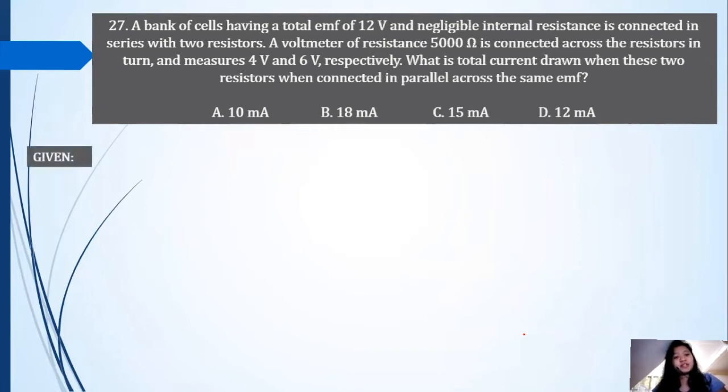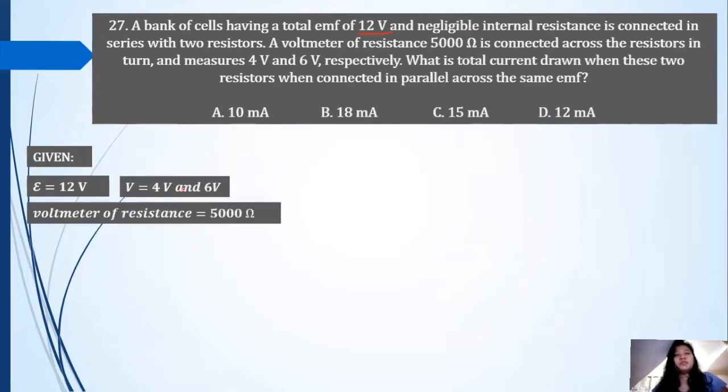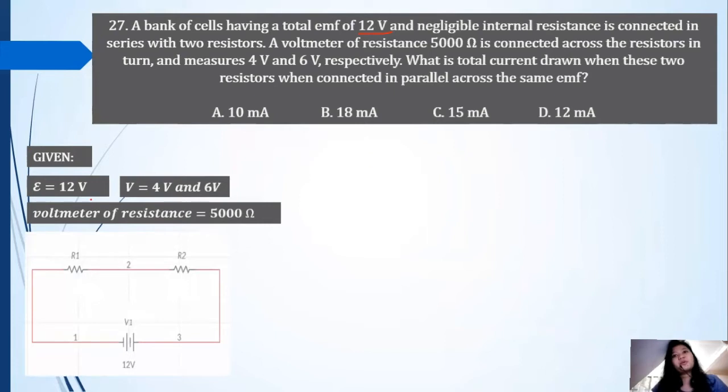So the same process, we will be identifying the given. We have here the EMF. This is the symbol of our EMF, or the electromotive force, which is equal to 12 volts. Next are the voltages of the respective resistances: we have 4 volts and 6 volts. And the voltmeter resistance is 5,000 ohms. And this is our illustration. We have here in series form our R1, our R2, and our EMF, which is 12 volts.